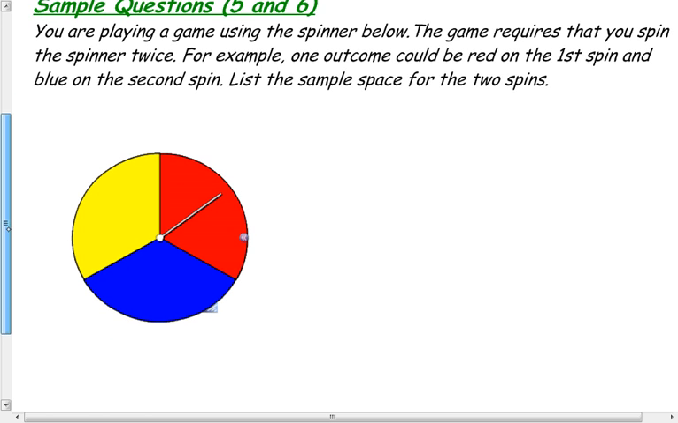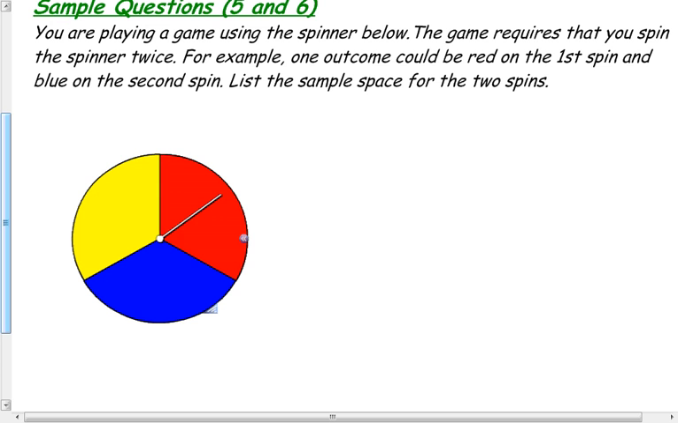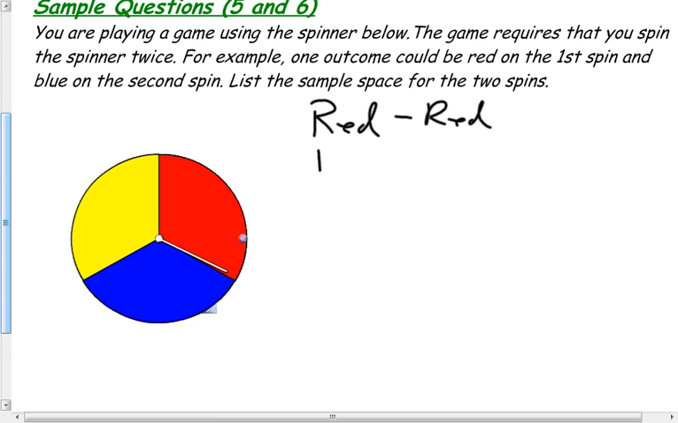So let's actually perform this experiment so we know what's going on. If I spin this one time, what happens here? Well, my first spin, it looks like I got a red, right? So what if I spin a red on the first spin? What could I spin on that second spin? Well, I could get another red, or I could spin a red on the first spin and then spin a blue. Okay. Or I can spin a red on the first spin and then spin a yellow.